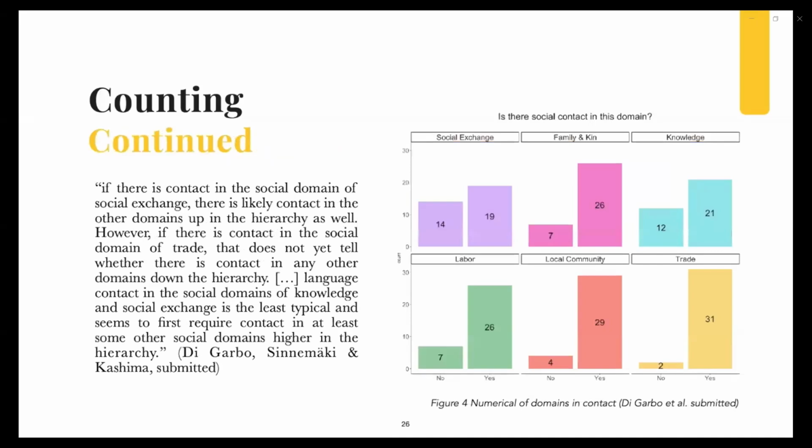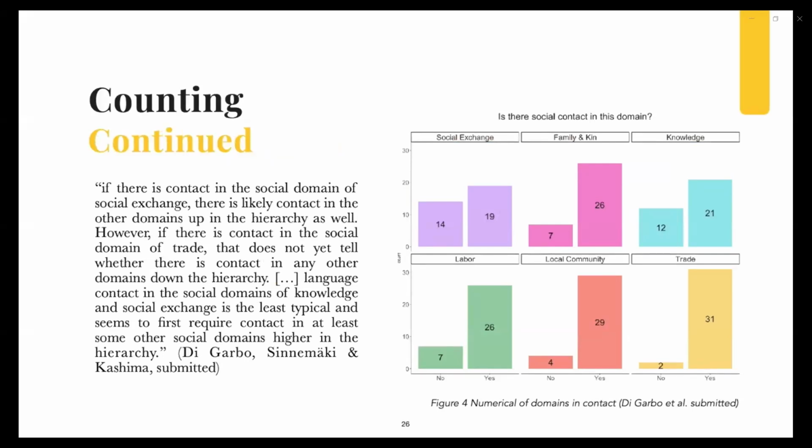And this is a table that Gaius would have shown in his talk as well, but in one of the things that we write up in a paper, we being Francesca Di Garbo, Gaius and myself, is that you can come up with an implicational hierarchy of sorts. To quote the paper directly, if there is contact in the social domain of social exchange, that's the purple one in the top left, there is likely contact in the other domains up in the hierarchy as well.